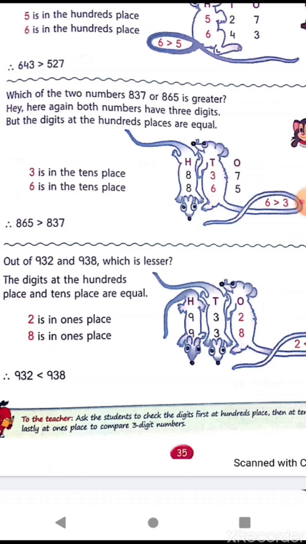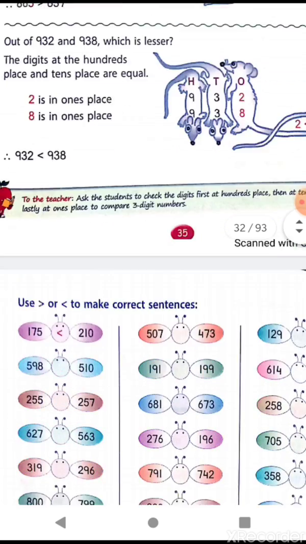If the number of digits in both the numbers is the same and the digits at hundreds place are also the same, then we compare the digits at tens place, and the number with greater digit at tens place would be greater. And in the next case, if the number of digits is the same and the digits at hundreds and tens place are the same, then we compare the digit at ones place, and the number with greater digit at ones place would be greater.